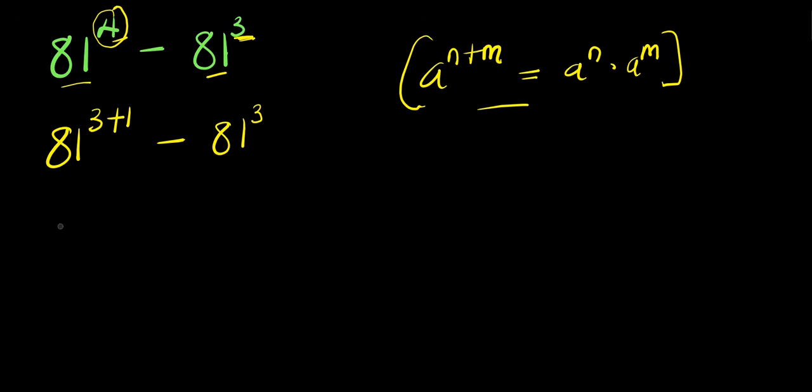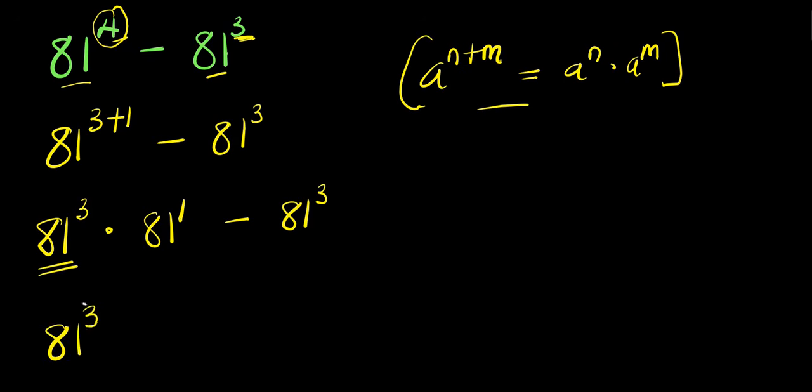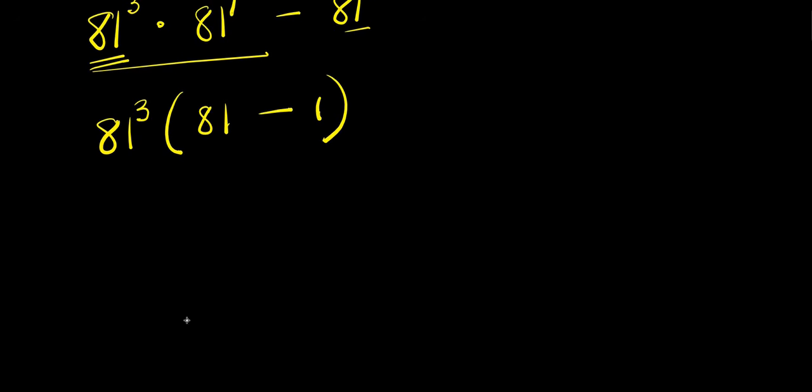Applying this here, we have 81 to the power of 3 times 81 to the power of 1 minus 81 to the power of 3. So we can factor out 81 to the power of 3 here. I have 81 to the power of 3 times, this divides 81 power 3, I have 81, minus 81 power 3 divides 81 power 3, I have 1. So from here, I'll have 81 power 3 times 81 minus 1.